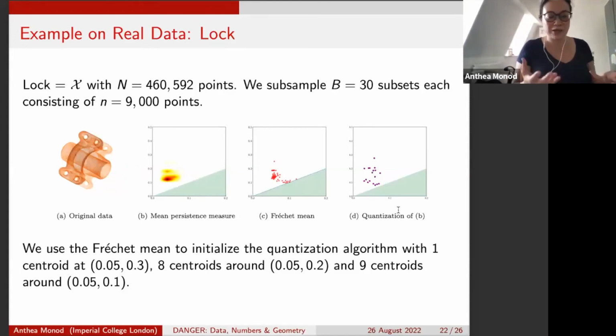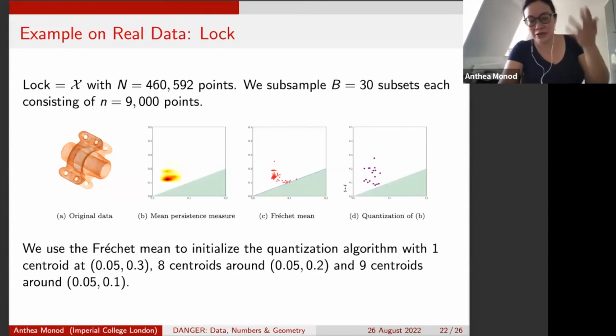Here, what we should have is sort of 18 points, but we have some sort of noise corresponding to the filtration procedure. But essentially what we see is that it works. This is a sort of real data implementation: if we were able to compute the persistence diagram for this thing using the subsample approach, computing mean persistence measures or Frechet means, or mean persistence measures together with quantization, this is what our representative persistence diagram would look like.